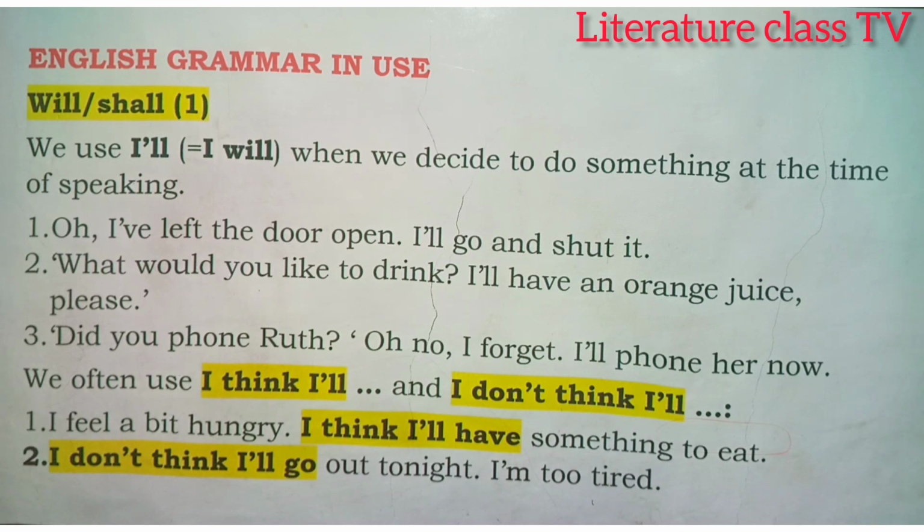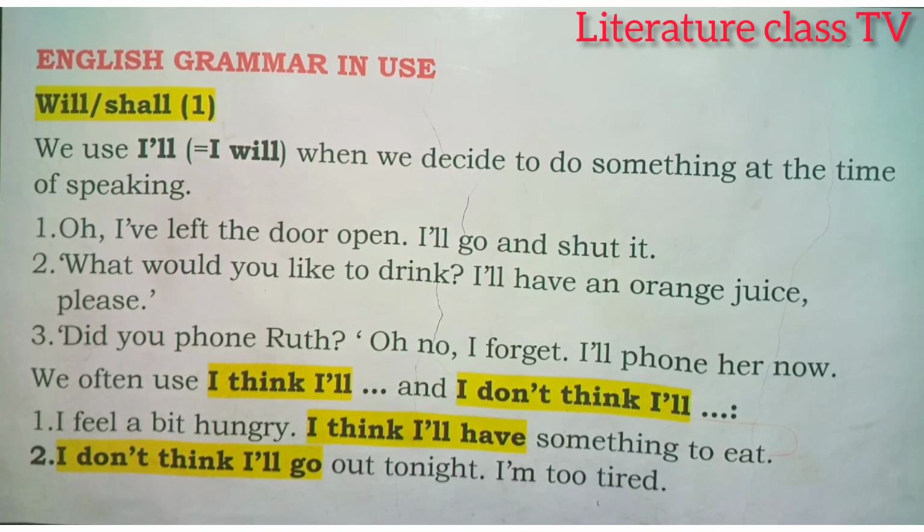I think that you are together about that example. 2. I don't think I will go out tonight. I'm too tired. I don't think I will go out tonight. I'm too tired. This is the use of I think I will and I don't think I will. I think that there are dissimilarities between the use of them. We are discussing the use of will and shall.